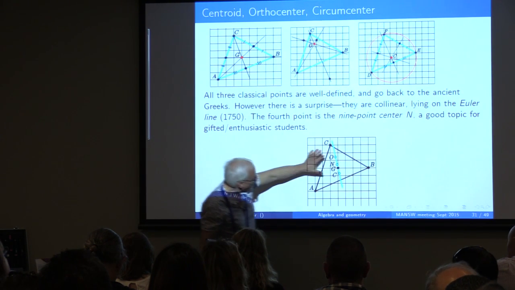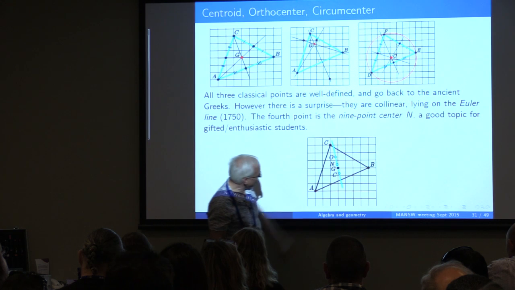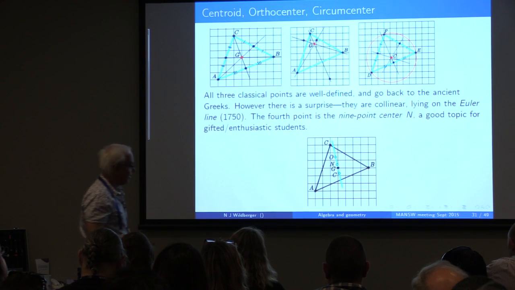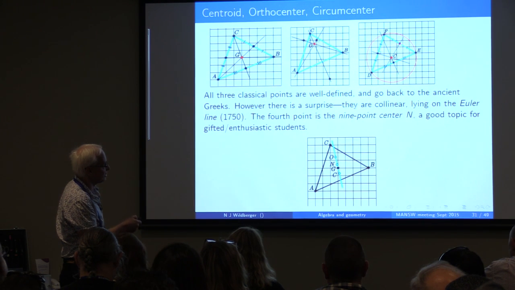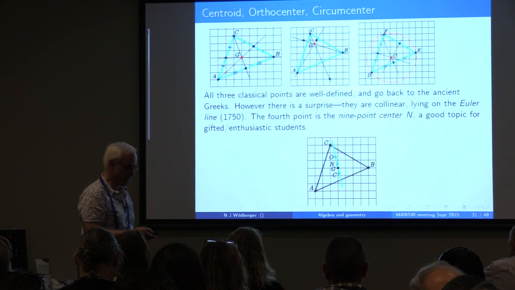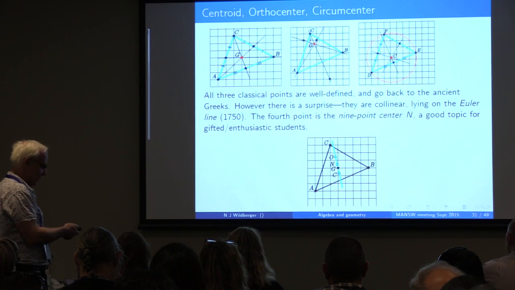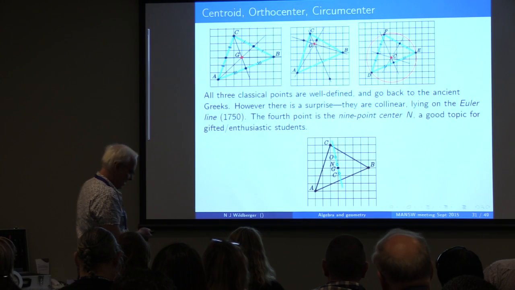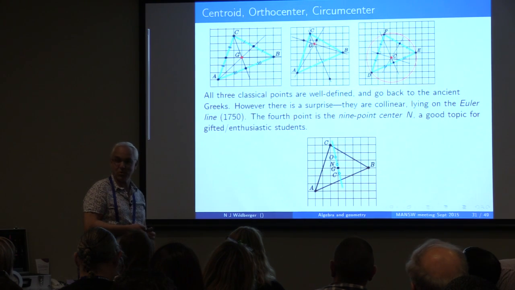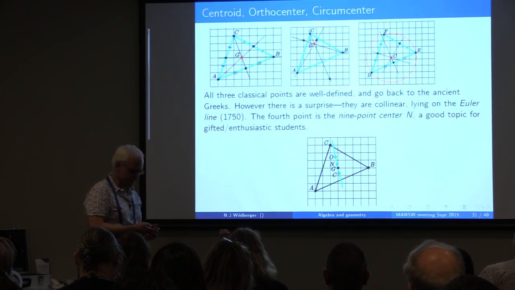And actually halfway between O and G, there's another point called the 9-point center, which turns out to be the center of the beautiful circle that goes through the 3 midpoints. It's called the 9-point circle because it has some additional points on it. So anyway, this is always a very rich topic. So if you have some students interested in geometry and you want to give them something interesting to do, have them explore this. It's a great thing.